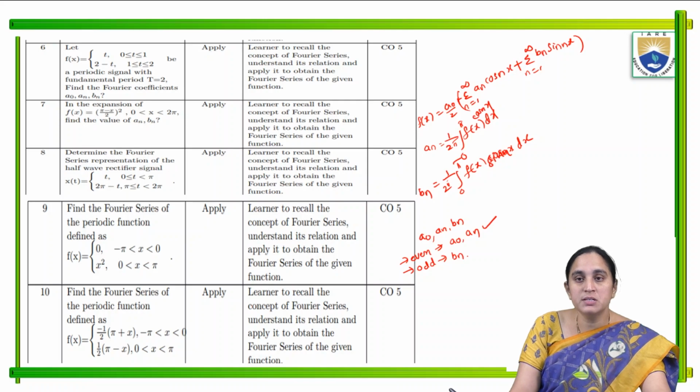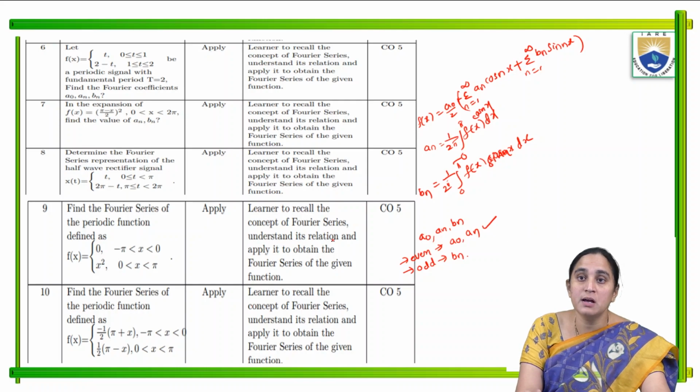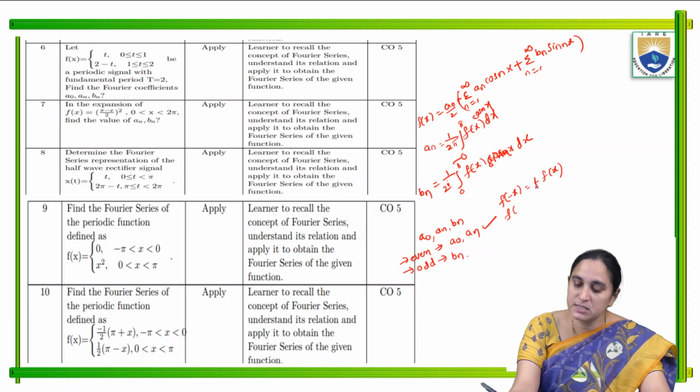If the function is odd, directly find the bn value, and easily we can get the Fourier series form. If the function is neither even nor odd, in that case we have to solve a naught, an and bn and substitute them; that is the Fourier series for the function. Okay, this is the concept. How are we verifying whether the function is even or odd? Even means what? f of minus x is equal to f of x, and odd means f of minus x is equal to minus f of x.